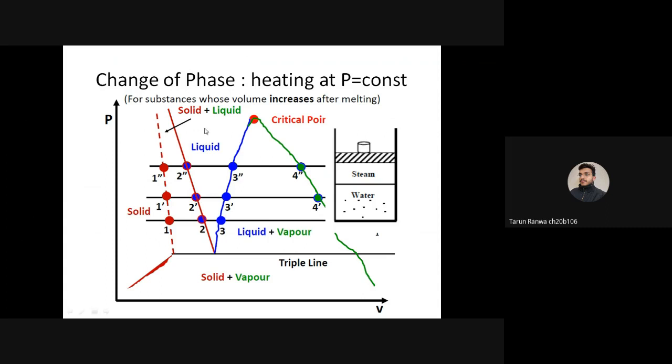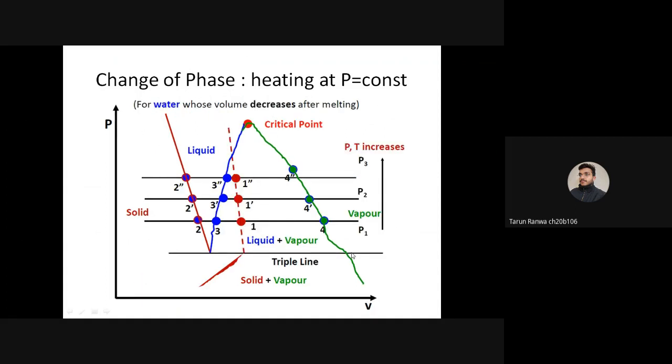So here this is the solid-liquid equilibrium line, and this is the solid plus liquid region. Here this is the critical point, here this is solid plus vapor, and we can say this is the triple line. Now this is a change of phase, this is also a change of phase. Here P and T both increase.